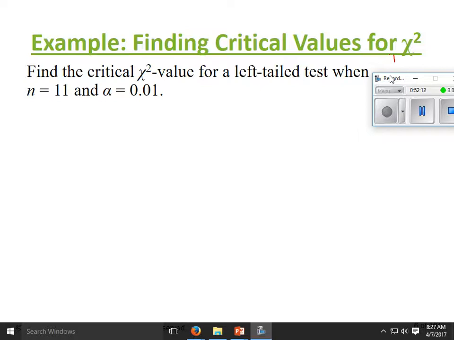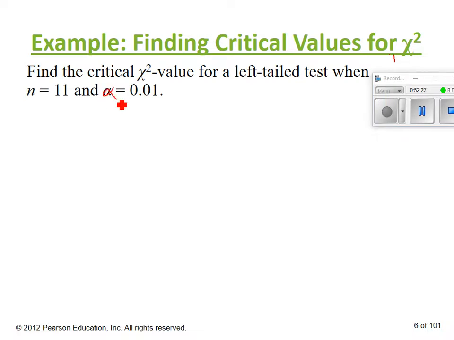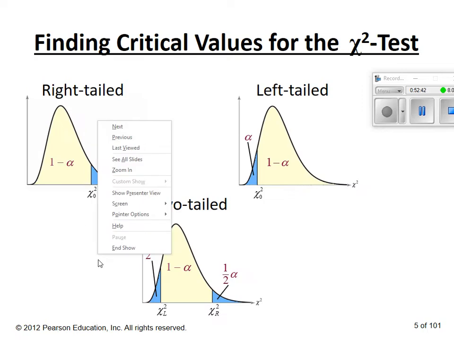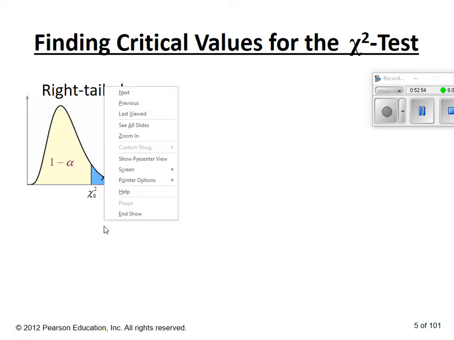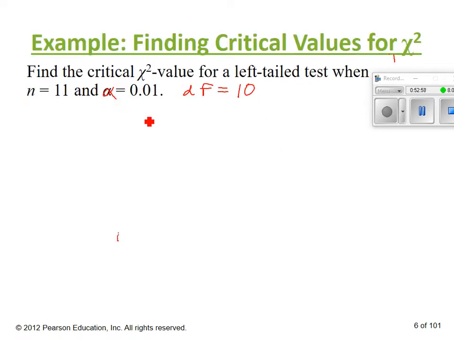Find the critical value for chi squared. I keep saying chi chart, it's actually the chi squared chart. For a left-tailed test, when n is 11 and alpha is 0.01. First thing we want to do is find our DF. If n is 11, then our DF is 10, and we're just going to use that 10 and that 0.01, and this time we are left-tailed. So we got to do 1 minus the alpha. 1 minus 0.01, which is 0.99.